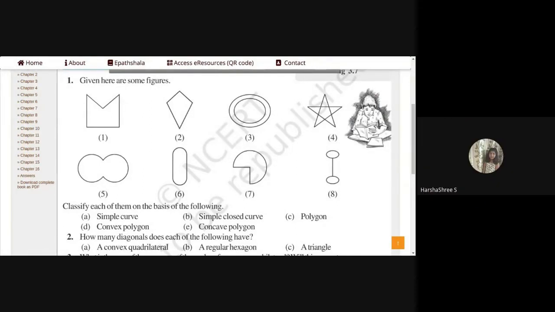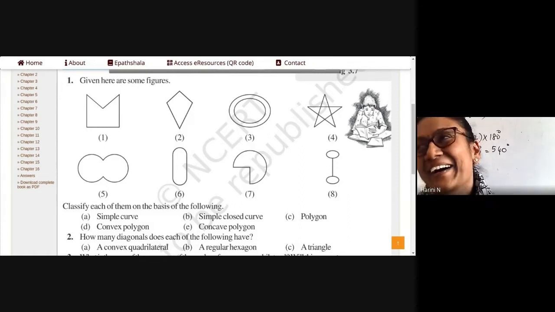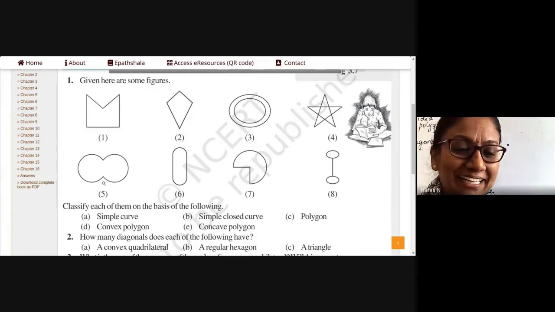Ma'am, it's a convex polygon. Ma'am, concave also can be there. Ma'am, concave polygon. Okay, okay. We'll come back to the fourth one later. Fifth one, we'll finish the simpler ones.